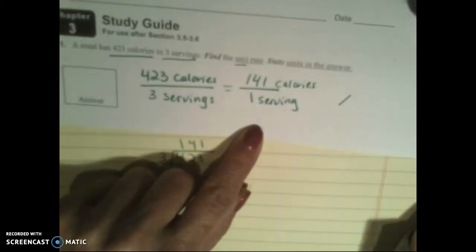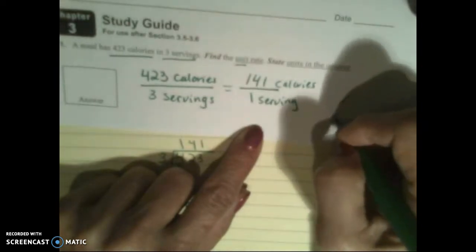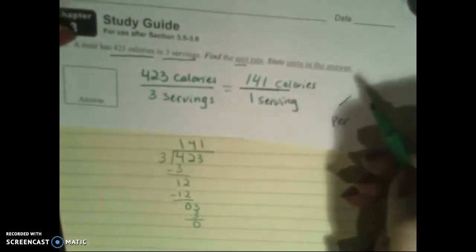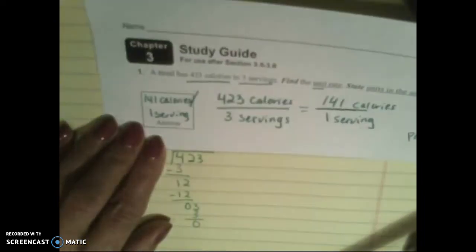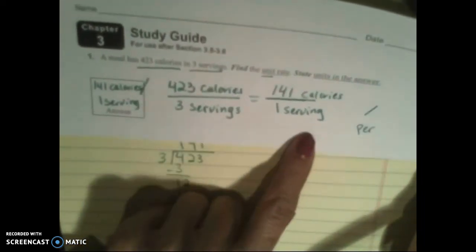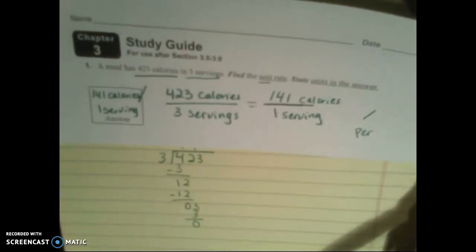You can do the slash. You can also write it like that. That also means per. You can even write the word per. So this is per, this is per, and this is per. So in your answer box, you're just going to state 141 calories, and you can just do the slash per 1 serving. So that's number 1, just dividing and finding the unit rate. Let's look at number 2.